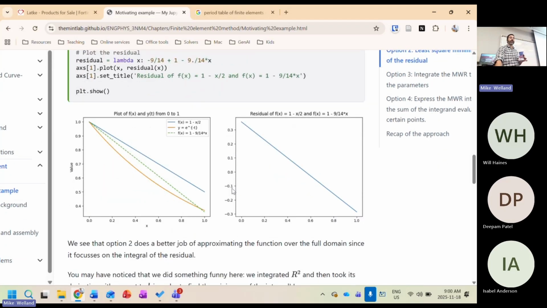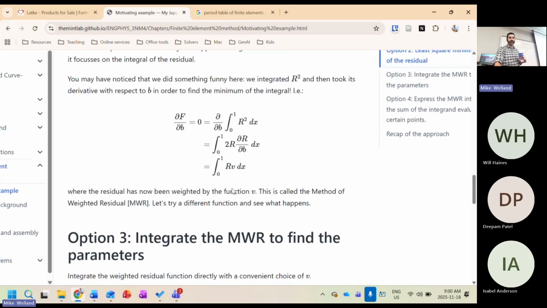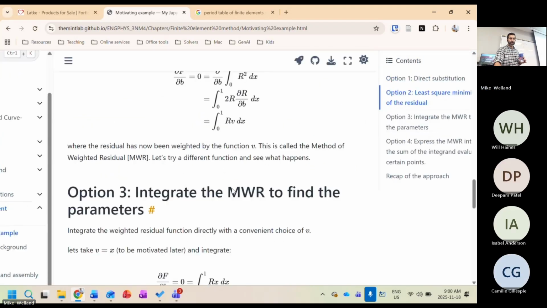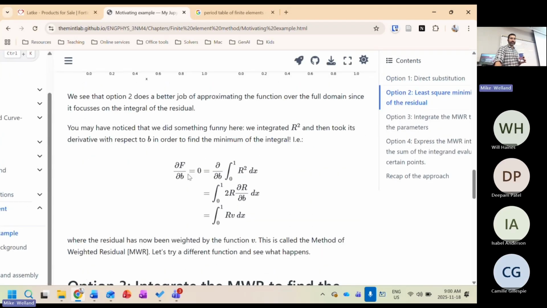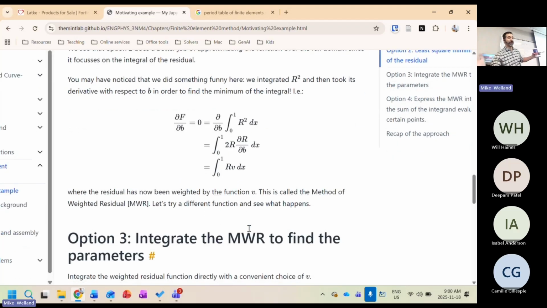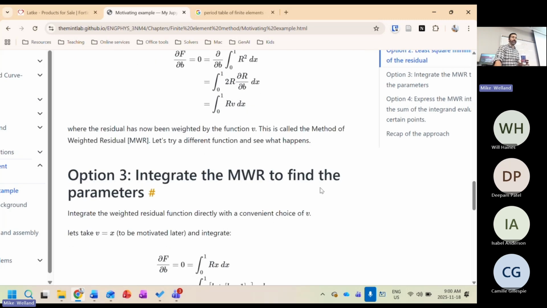Okay, so we want to use those ideas. We don't want to do this method exactly. This idea that 0 is the integral, 0 to 1, of r times some function v, right? If the function v is 2 dr by db, then we recover our previous method exactly. What else could we do? This is called the method of weighted residuals. That's our residual. That turns into our weighting function. And let's play with it a little bit.